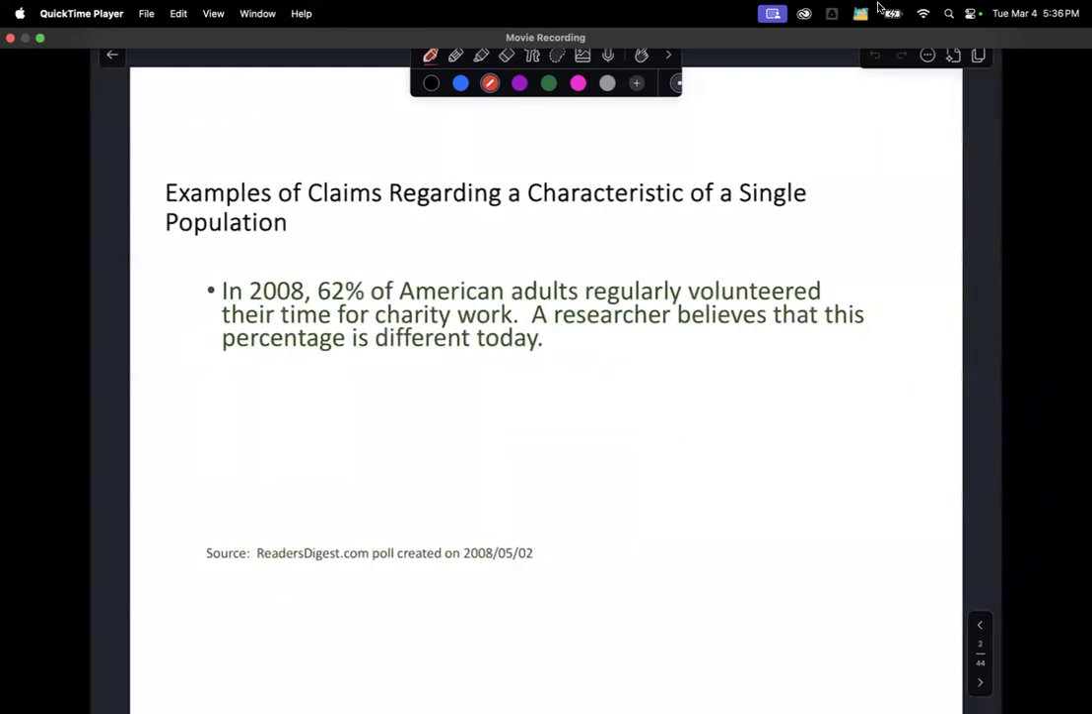Don't worry. Okay, here are some examples of our hypotheses, our claims that we will make and try to prove with our data and with our math. So we might say in 2008, 62% of American adults regularly volunteered their time for charity work. A researcher believes that this percentage is different today. So this researcher isn't saying whether he thinks that more people do or fewer people do. He's just saying he thinks it's different. He doesn't think it's 62%. So this is one claim that somebody would make.